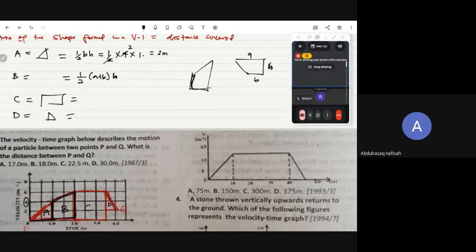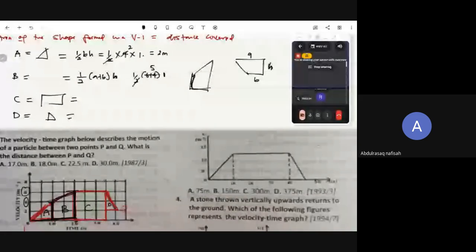So this place is your A, and it's 6. From here to here is 6, then from here to here is 4. So we say half of 6 plus 4, then our height is this base, which is still 1. So 6 plus 4 is 10. Divide by 2, that's 5. 5 times 1, that's 5 meters.